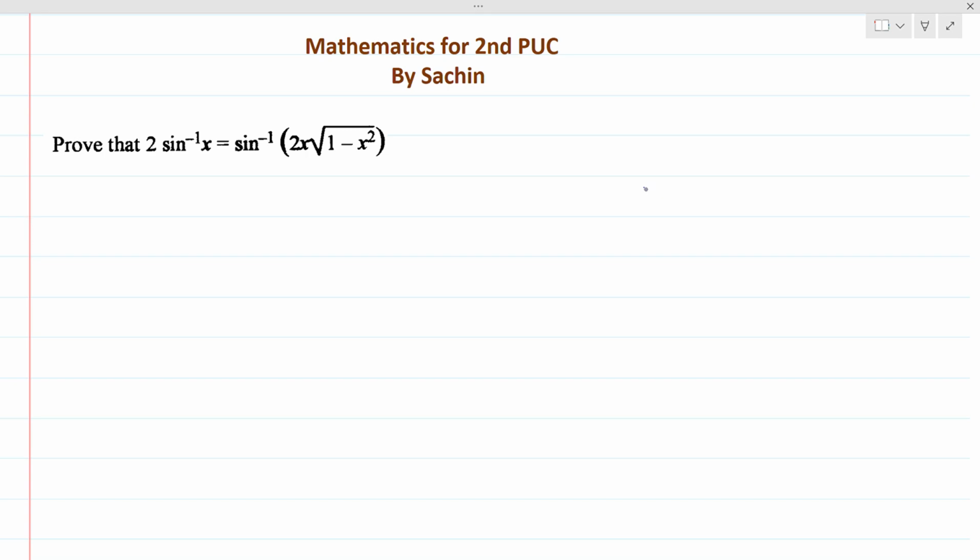Maths for second PUC students. I have the question here: prove that 2 sine inverse x is equal to sine inverse of 2x root of 1 minus x square. The question is from inverse trigonometric functions. Let me consider x is equal to sine theta. So if I use the inverse trigonometric function, theta will be sine inverse x.